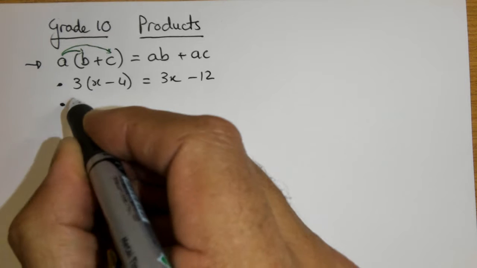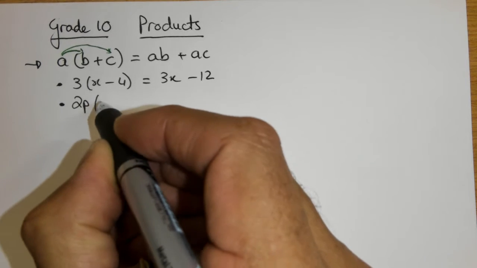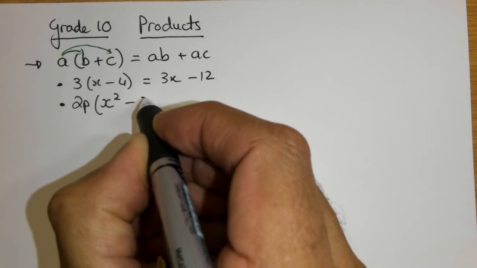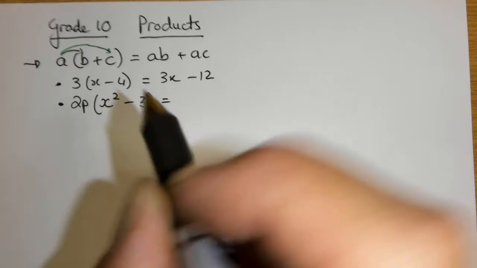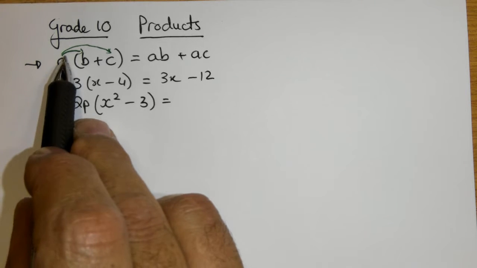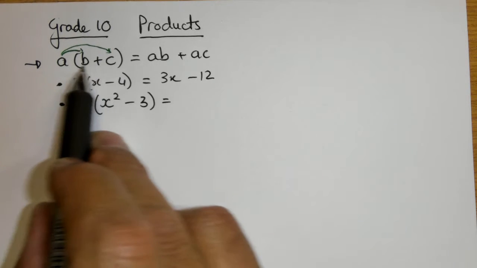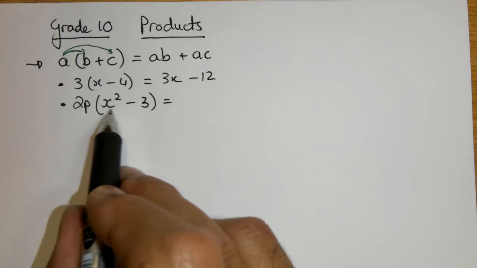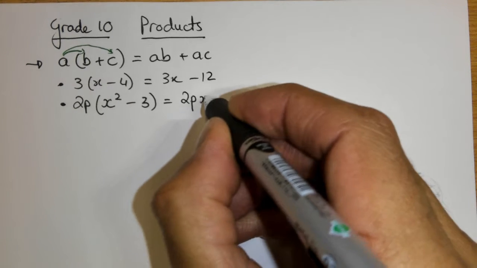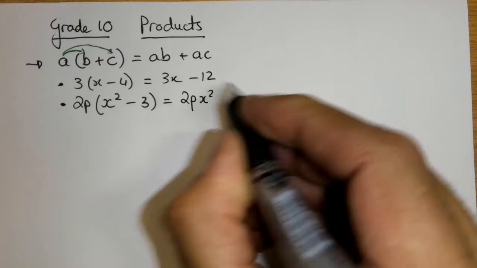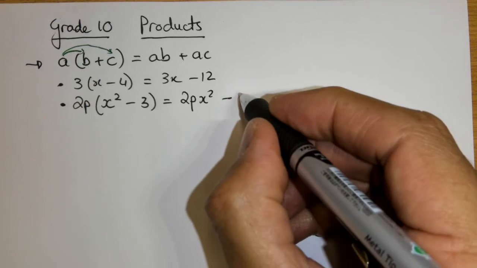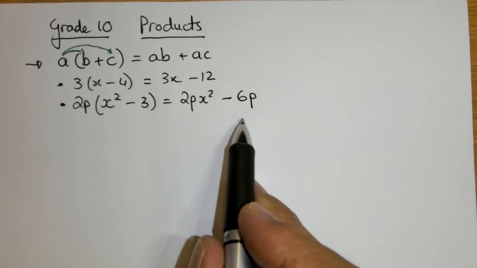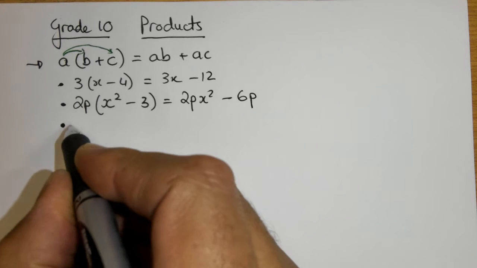Now let's build on this. Let's say 2p times x squared minus 3. It is still a situation where you take something and you multiply it to the two-termed expression. So 2p x squared, minus times a positive is minus, 2 times 3 is 6, and the p tags along.